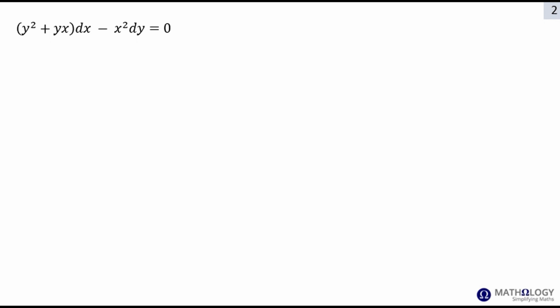Okay, this example is also in the form M dx plus N dy equals 0. Again, notice the degree. So y squared plus yx is M, and minus x squared is N. Notice that the degree of either of these expressions is the second degree. So we have the situation where we're going to use the substitution y equals ux, and then dy equals u dx plus x du.